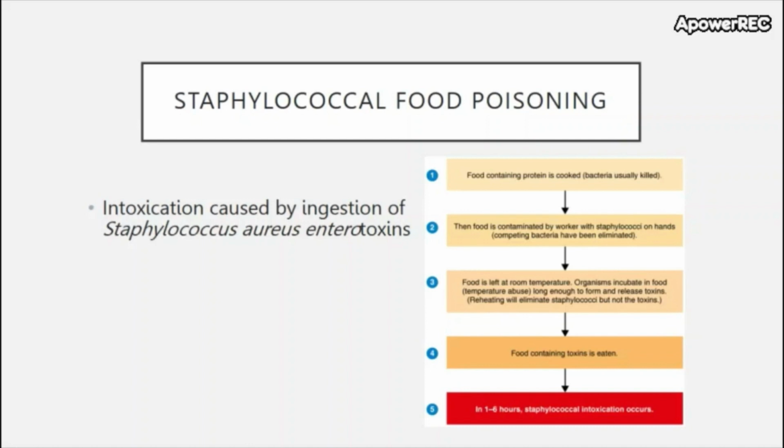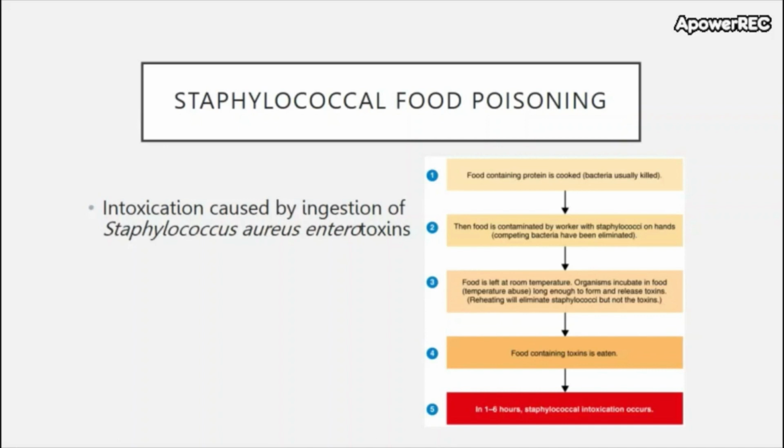If we look at the flow chart to the right, we can see that food containing protein is cooked and the bacteria is usually killed. Then the food is contaminated by a worker with Staphylococcus on their hands. Since there are no other bacteria there to compete with, the Staphylococci grow quickly. Step 3, the food is left at room temperature or incubated, and the organisms in the food grow long enough to release these toxins.